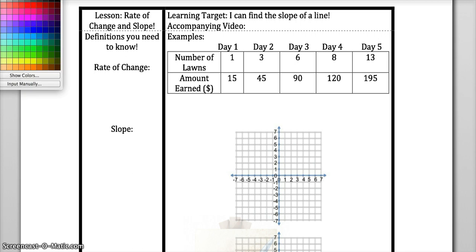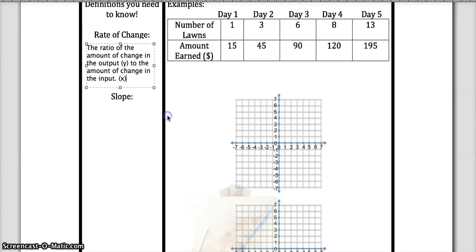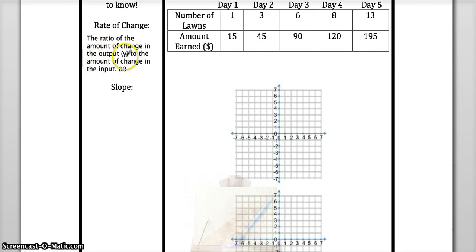All right, so before we begin that, let me just show you the rate of change. And the definition of a rate of change is the ratio. I'm going to write it out here. Okay, I typed it for you, so that might be a little easier to read. It is the ratio of the amount of change in the output, or the y, to the amount of change in the input, or your x's.